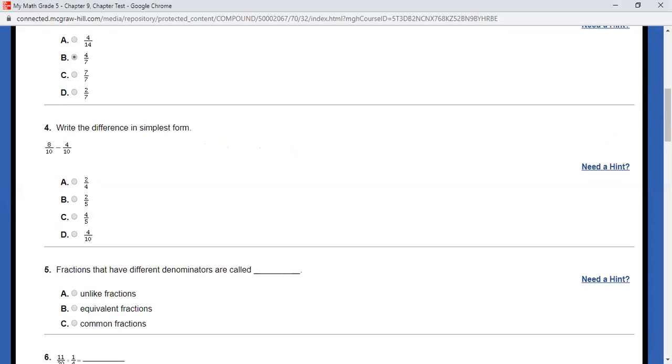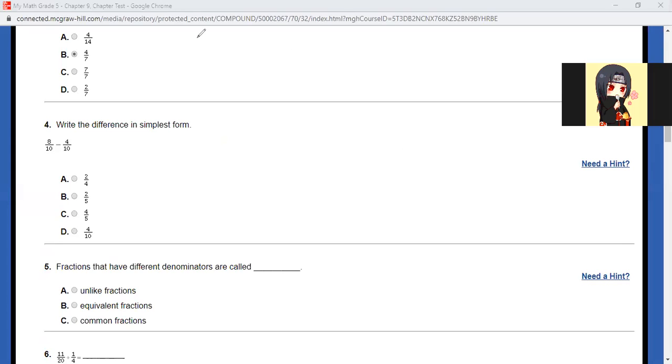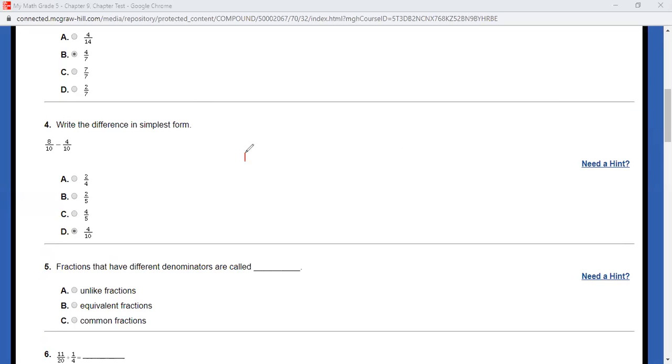All right, write the difference in simplest form. So it not only wants us to subtract, it also wants us to simplify. Nitika. D. She thinks it's D. Let's double check. So common denominator, I get to keep the 10. So far she's right. And then 8 minus 4 is 4. So it is 4/10. But do we stop there?